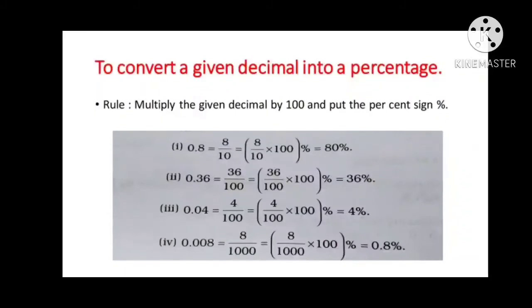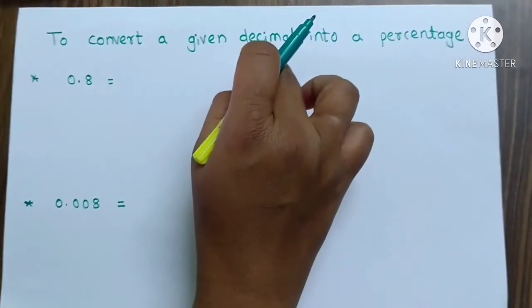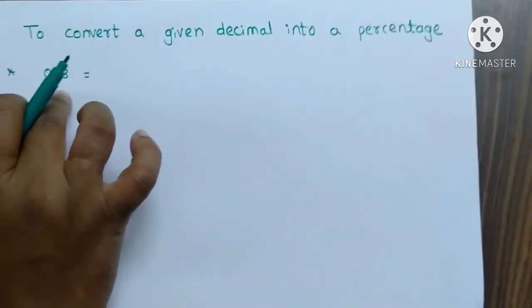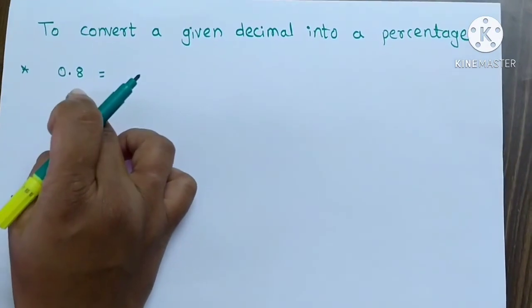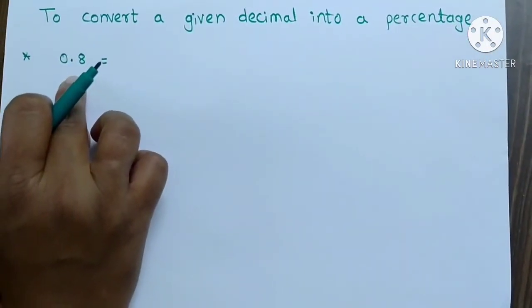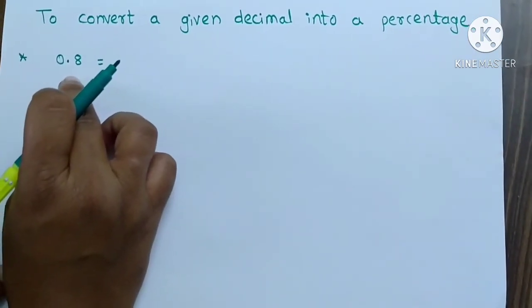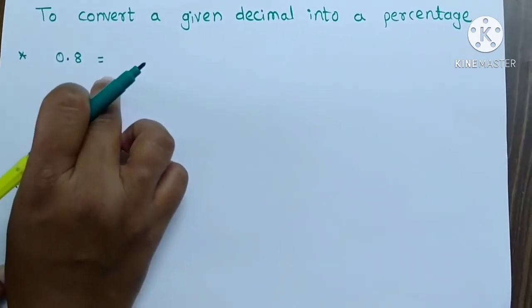Our last rule is to convert a given decimal into a percentage, and the rule is multiply the given decimal by 100 and put the percentage sign. To convert a given decimal into a percentage, this question is in the form of decimal and we have to convert this decimal form into a percentage. Okay, so the rule is multiply the given decimal by 100.